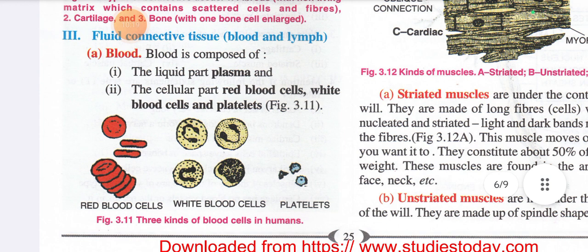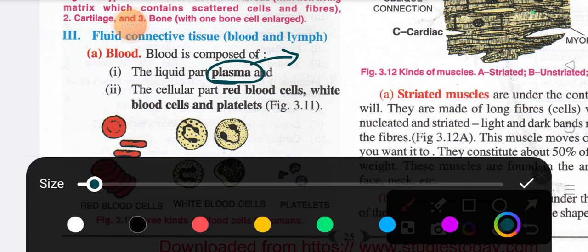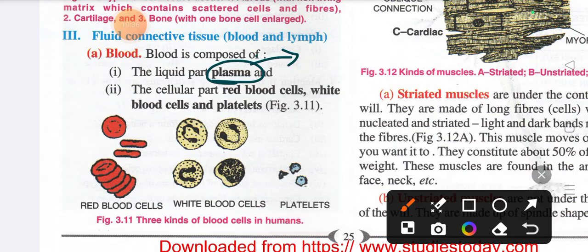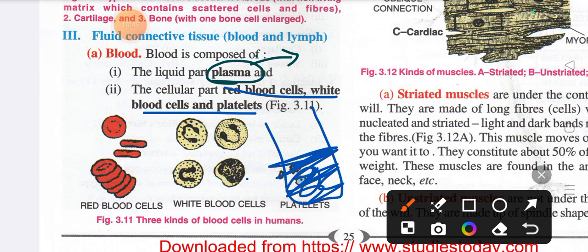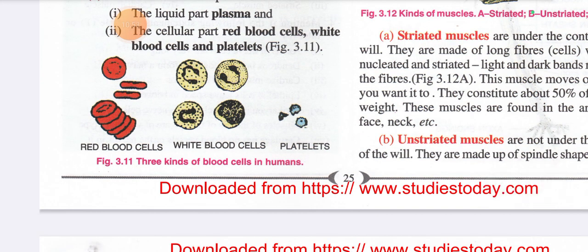Next we have fluid tissue. As I told you, this is blood and lymph. See, blood is composed of what? Plasma, red blood cells, white blood cells, platelets. You know what is plasma? Plasma is the fluid present inside it. If you use the process of centrifugation, all these things, RBC, WBC and platelets, settle down, and a very watery substance floats over them, and that is nothing but plasma.